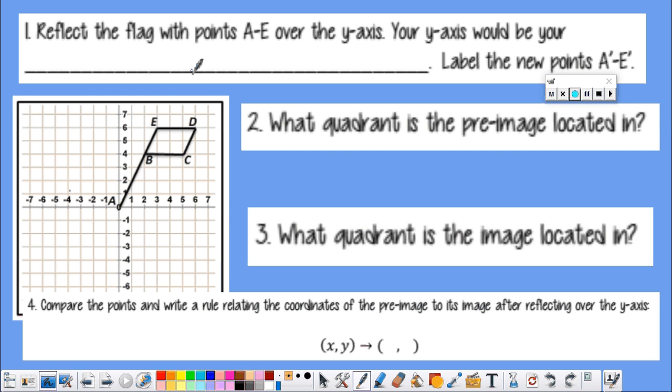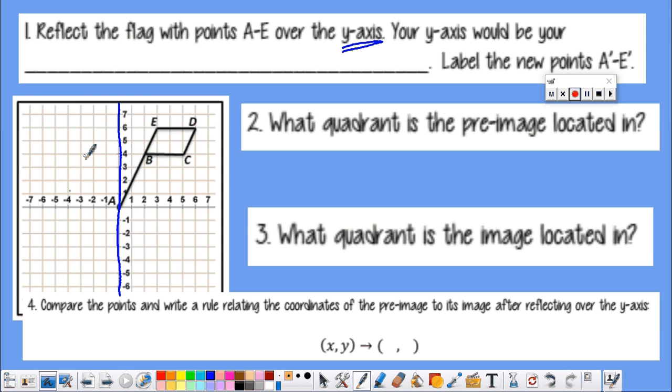First and foremost, we are going to reflect this flag over the y-axis. I want you to get one of your colored pencils that's on the table, and I want you to trace in the y-axis. Okay, so remember the y-axis goes up and down. So I'm going to get one of my colors, and I'm going to go down the y-axis in blue. So here's the whole y-axis, extremely straight line. Use your ruler if you have one. So now we are going to reflect this flag across the y-axis.